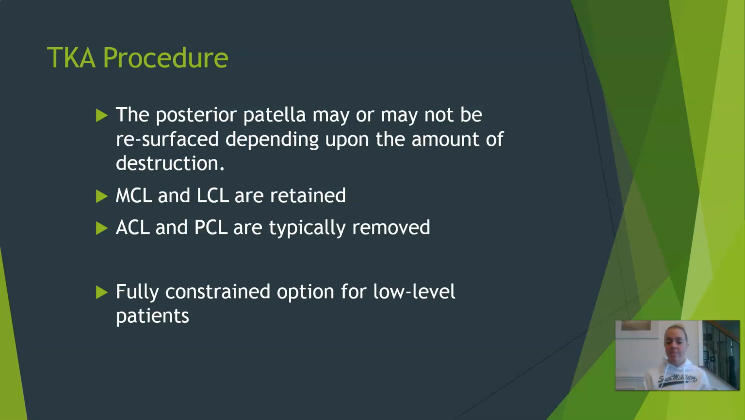The ACL and the PCL are typically removed with a total joint replacement. There is a fully constrained option, meaning that there's going to be like a link between the two components, or like a hinge in there between the two components, but that's going to be for your pretty low level patient who needs a lot of stability and is not going to be up and on that leg a lot.